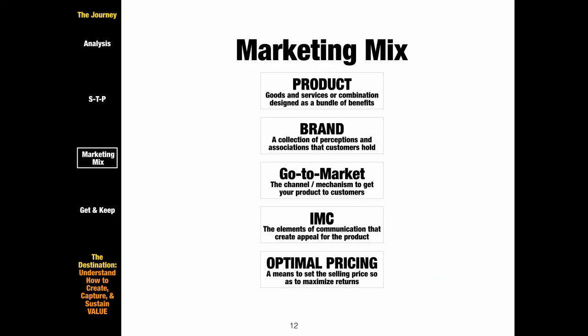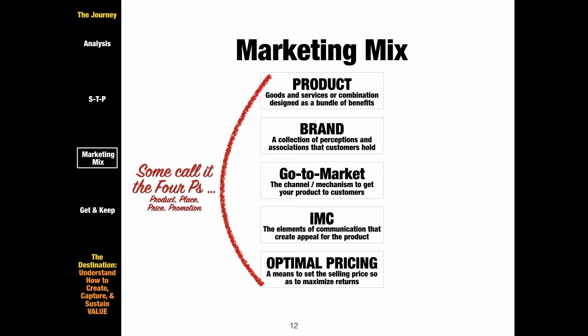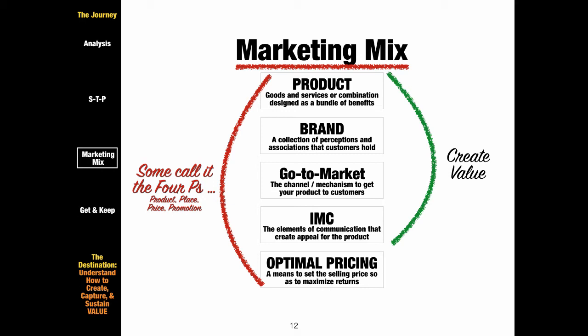Once we've determined that strategy and that scheme, we will move to something called the marketing mix. The marketing mix is how we're going to execute that. Basically in these areas: product, brand, go-to-market, IMC, or marketing communications, and optimal pricing. Some call this the 4 Ps. Yes, I know there's more than 4 things there, but the old school way was product, price, place, and promotion. Today we add the term marketing mix because it more clearly explains what we're attempting to do. We're attempting to create value, execute our strategy, and then we're attempting to capture value through pricing.